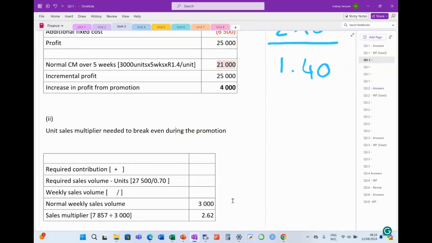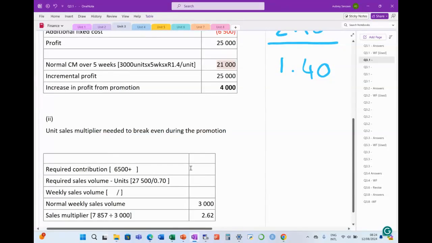How do we work this one out? How do we calculate break even? Fixed cost divided by the contribution margin, isn't it? So, what is our fixed cost? 6,500. Okay, we're happy with that.